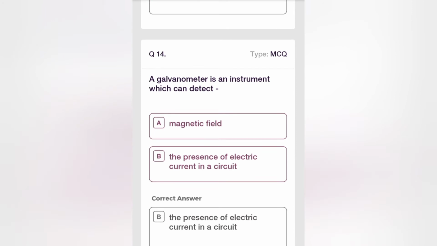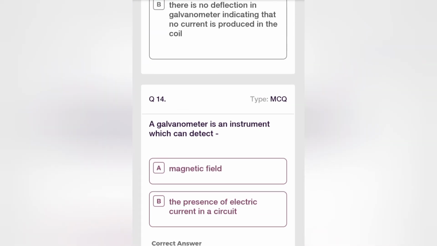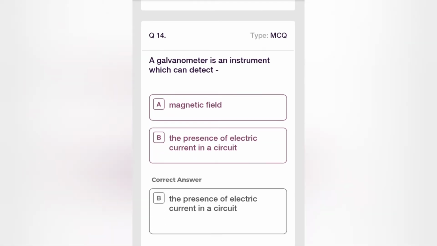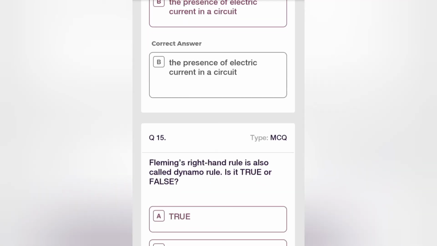A galvanometer is an instrument which can detect the presence of electric current in the circuit. It will not measure the current. The one which measures the current is the ammeter. It detects the presence of electric current. That's the function of a galvanometer. Option B is the correct answer.